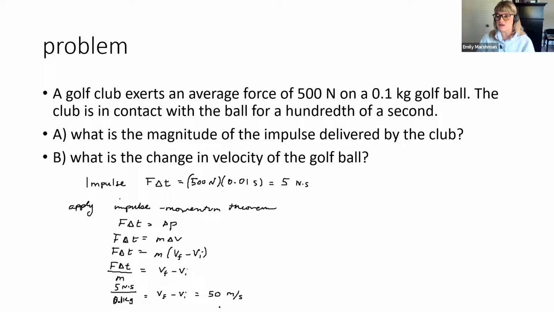So again, this is why follow through is very important. I want to follow through. I want to give maximum time of impact while I'm swinging the club or swinging the tennis racket, right? If I can increase the time of impact, I'm going to give it more impulse. And more impulse means a larger change in the object's velocity.